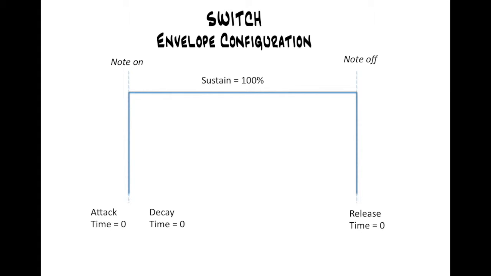Our first amp envelope example is a simple switch configuration. I'll set attack, decay, and release to 0 and sustain to 100. When I hit a key in the synth, amp will go to 100%, and when I release it, it will immediately go to 0. This is similar to how an electric organ works.